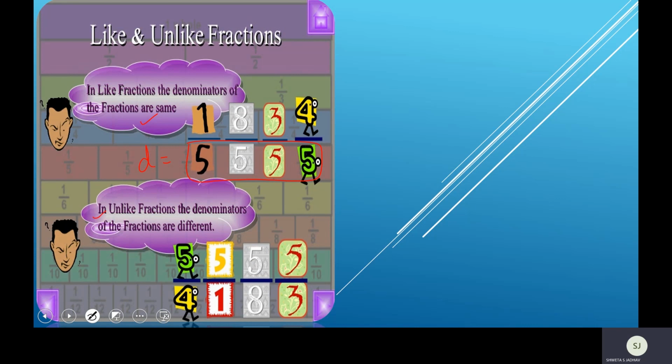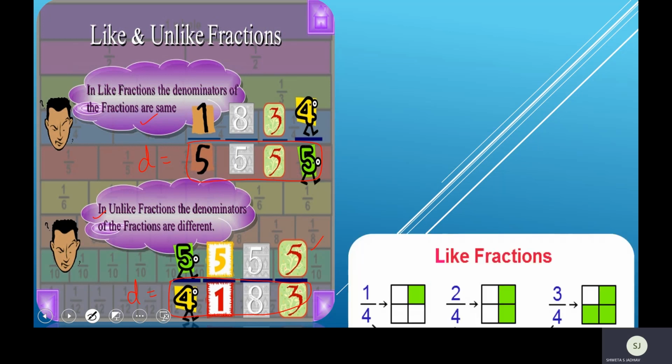When we talk about unlike fractions, we can find that the denominators of the given fractions should be different. You can see here, only look into the denominator. They should be different for unlike fractions. Don't worry about the numerator. It can be same or different, but we are only considering the denominator in like and unlike fractions. Like fractions will be having the same denominator and unlike fractions will be having different denominators.